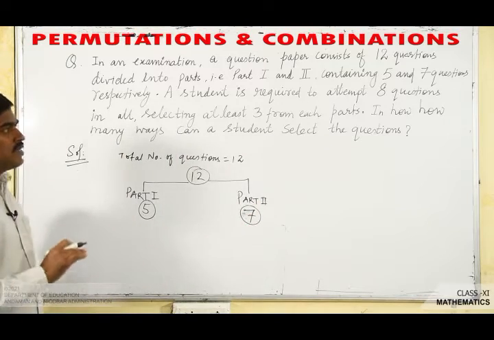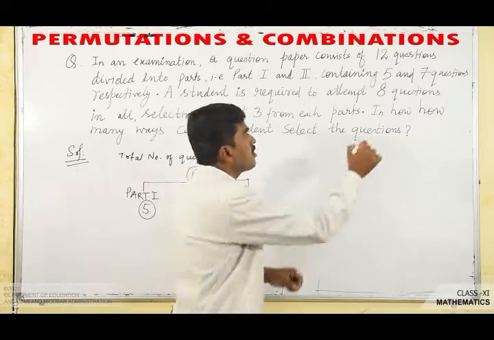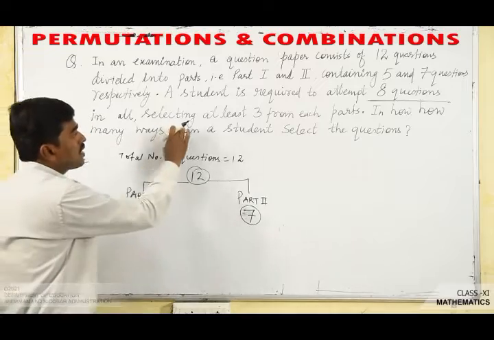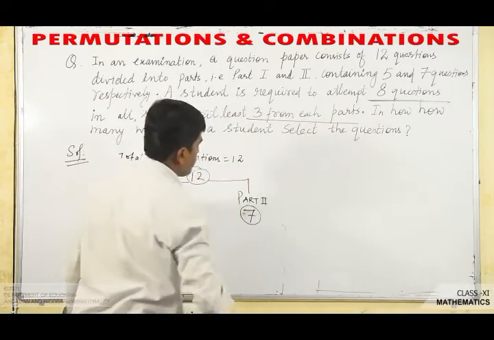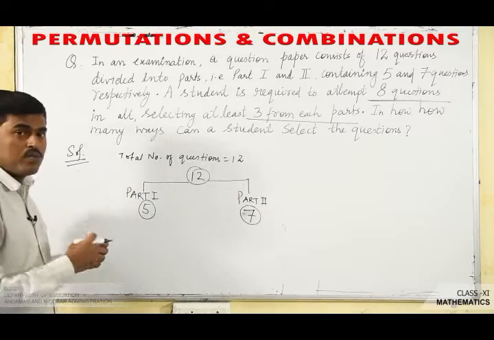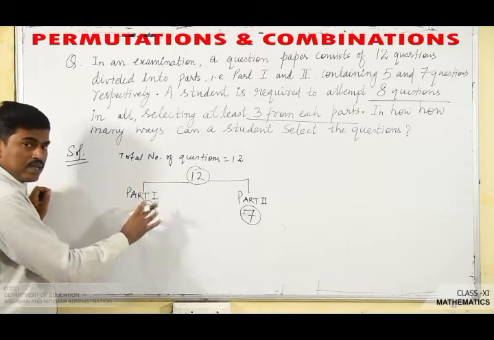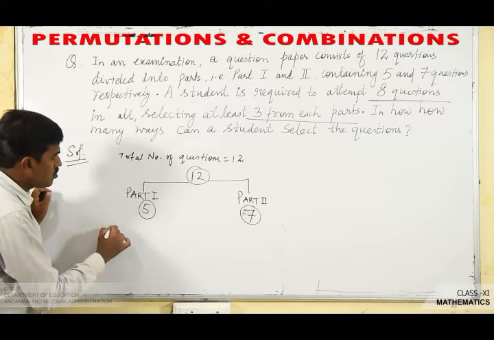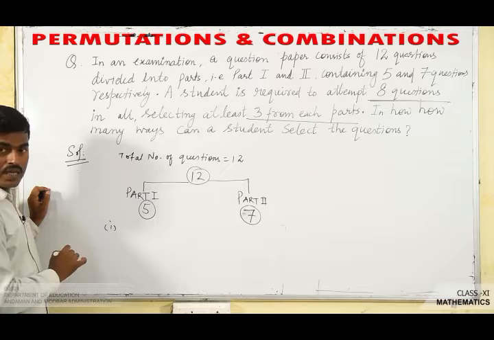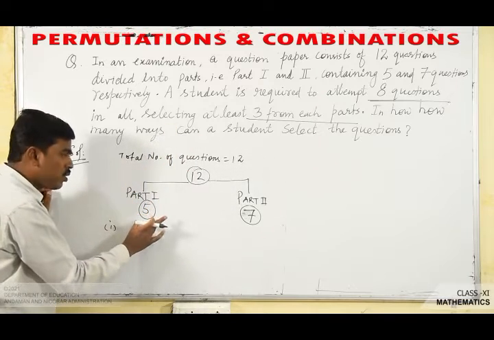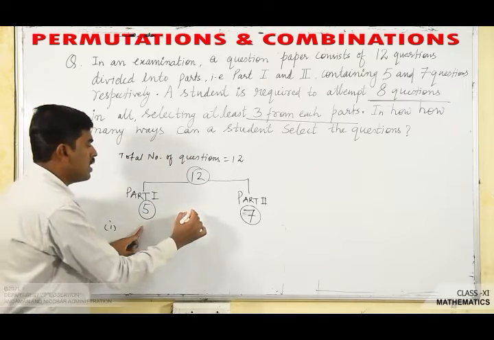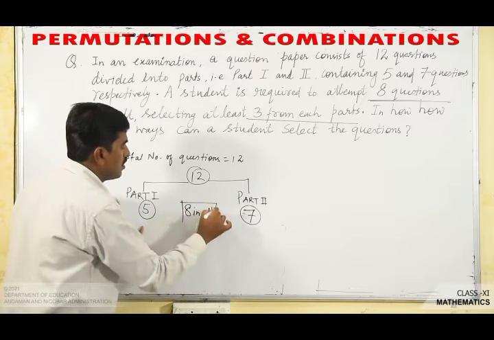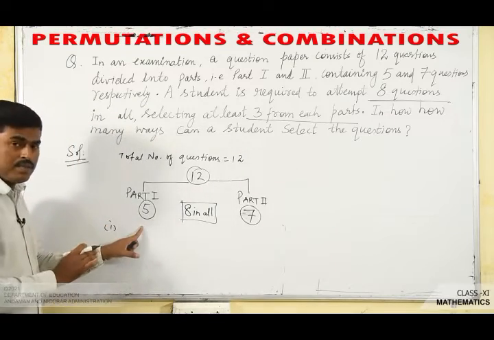Now a student has to attempt 8 questions in all, selecting at least 3 from each part. At least 3 means 3 or more, but not more than the total number of questions in the respective parts. So here the first case is that the student can select 3 questions from part 1. He has to attempt 8 in all.